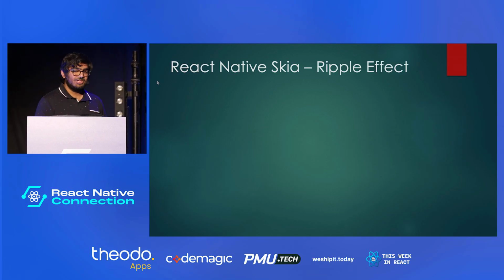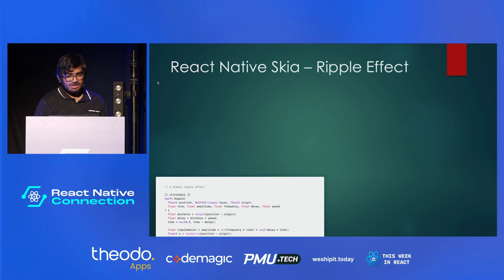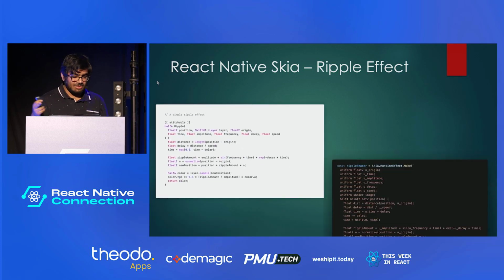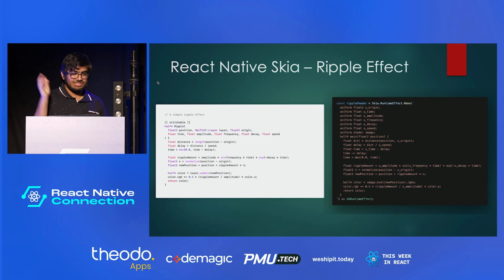So remember that ripple effect I showed you that was in SwiftUI? I wanted to know, could I write that in Skia? So I tried it. I took the Metal shader and I just basically copy and pasted it into Skia and changed it so that it's in Skia's shader language.